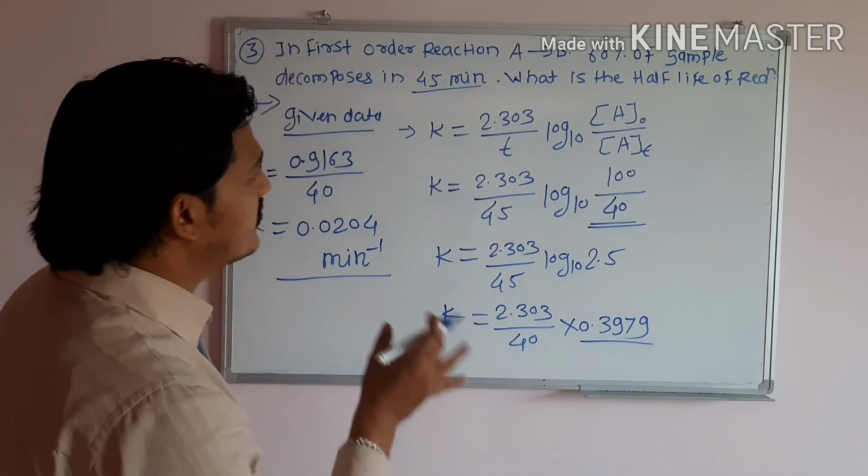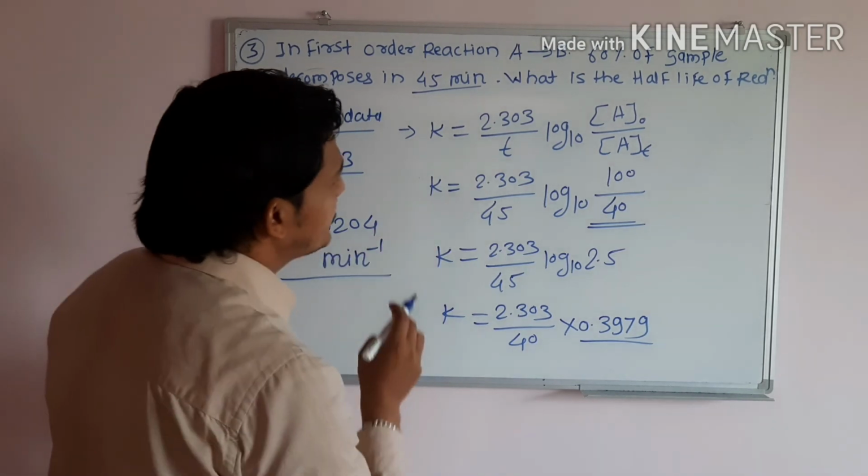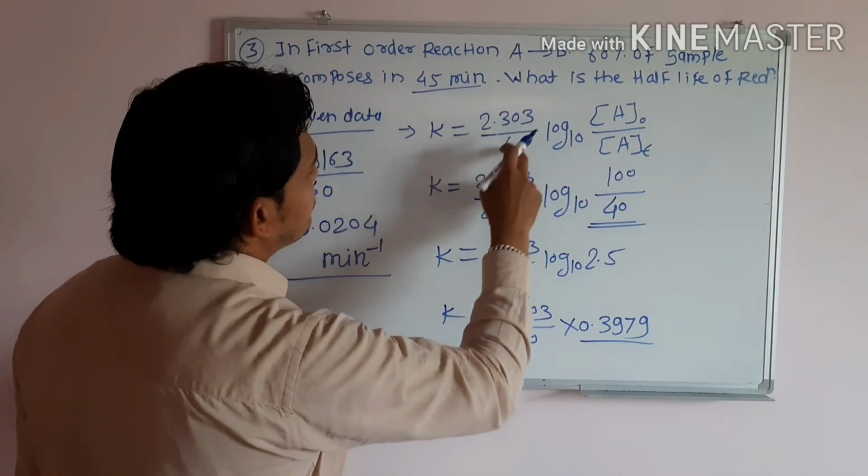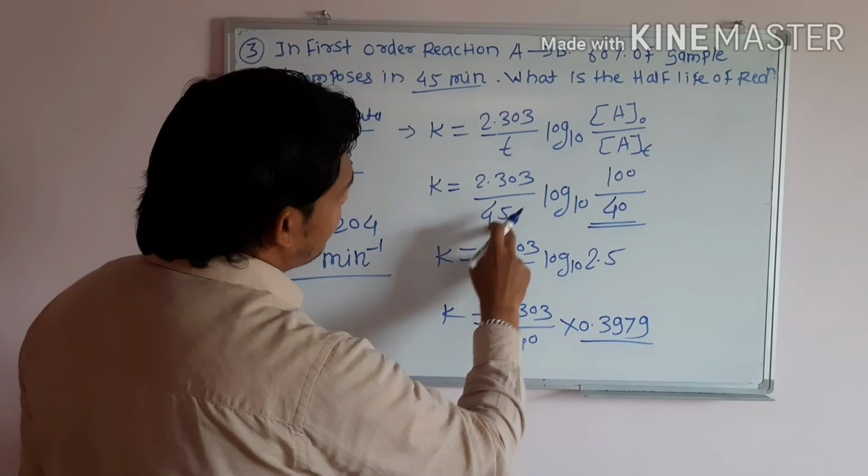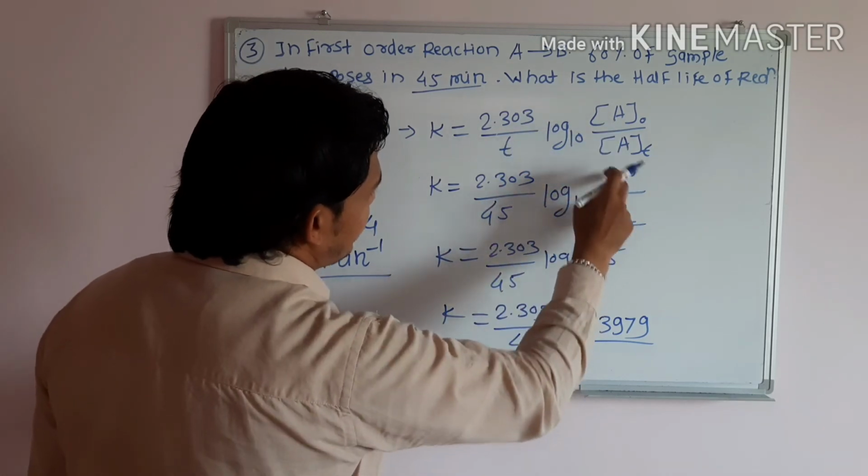I am telling you once again for this given numerical: 2.303 divided by t, 45, log to the base 10, A0 100, At 40.